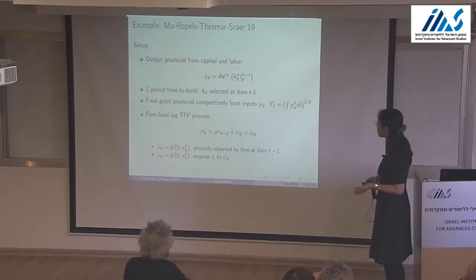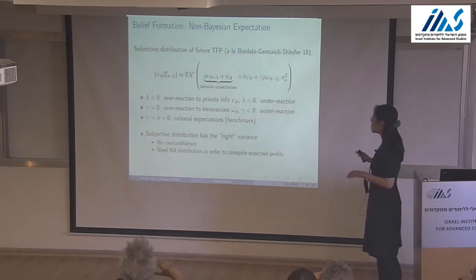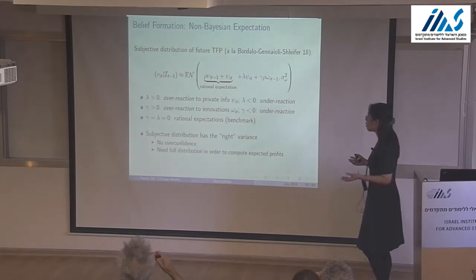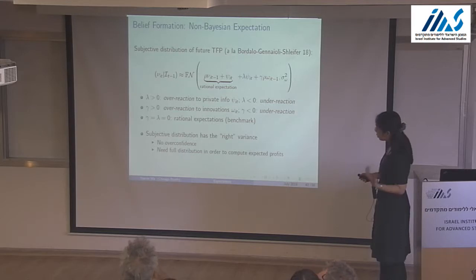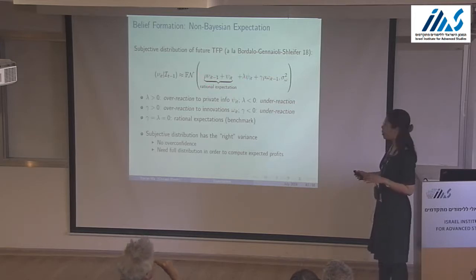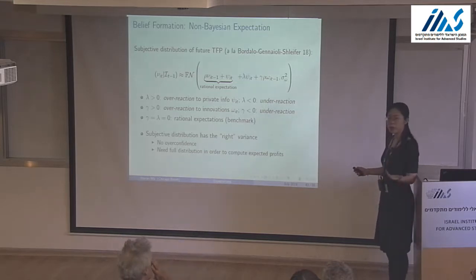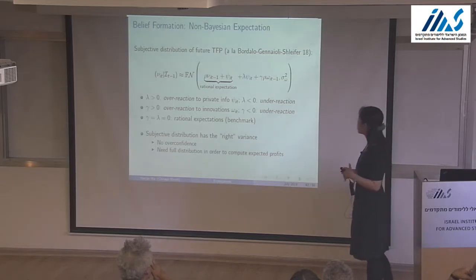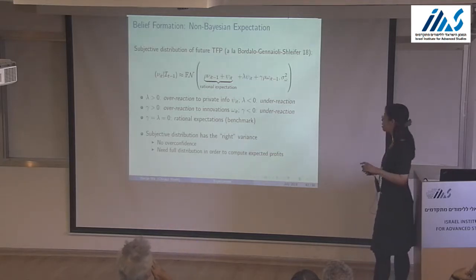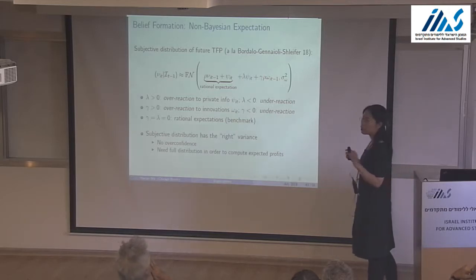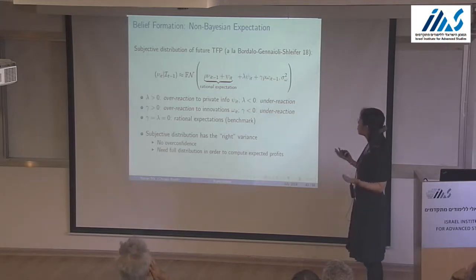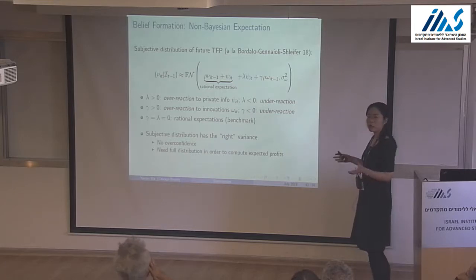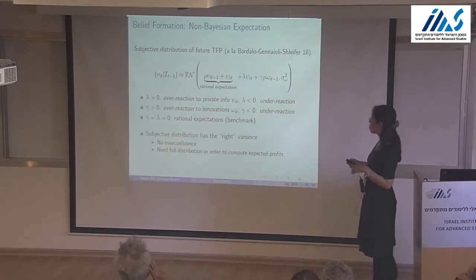And suppose that biases can exist in the following form: your subjective expectation of future productivity is this rational component plus two possible forms of distortions. One is you may over or underreact to the firm's private information. And then you can also over or underreact to the IID productivity shock that happens each period. Here we, for example, take the functional form à la diagnostic expectations you just saw, where most of the distortion is about the most recent shock.